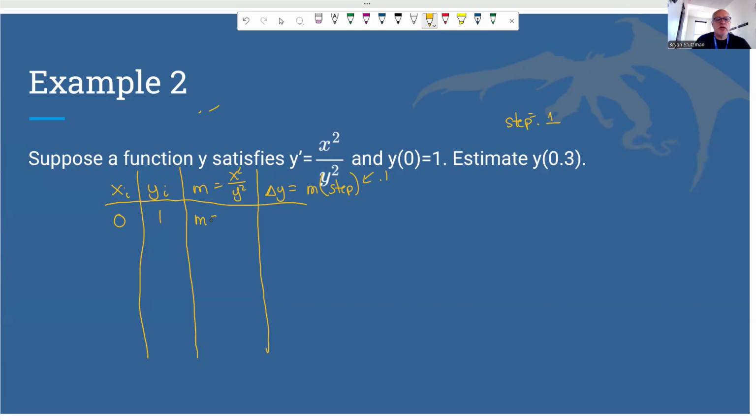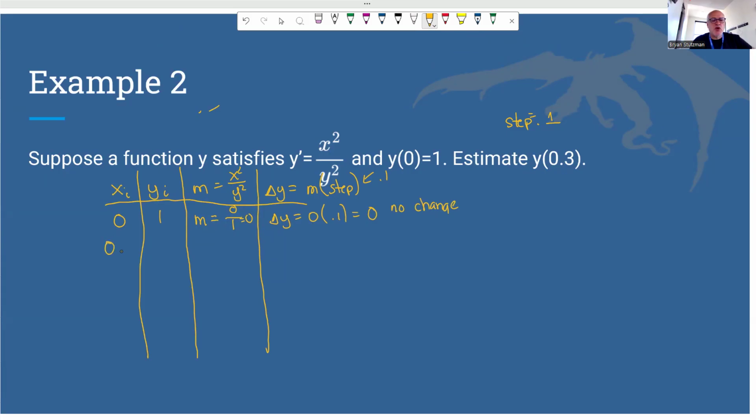So I start out at x equals 0, y equals 1. My slope is 0 over 1, which is 0. So my change in y is my slope, 0, times my step size, 0.1, which is 0, which means I'm not going to change my y value, which seems like I'm doing nothing. But let's see what happens when I make my next step.